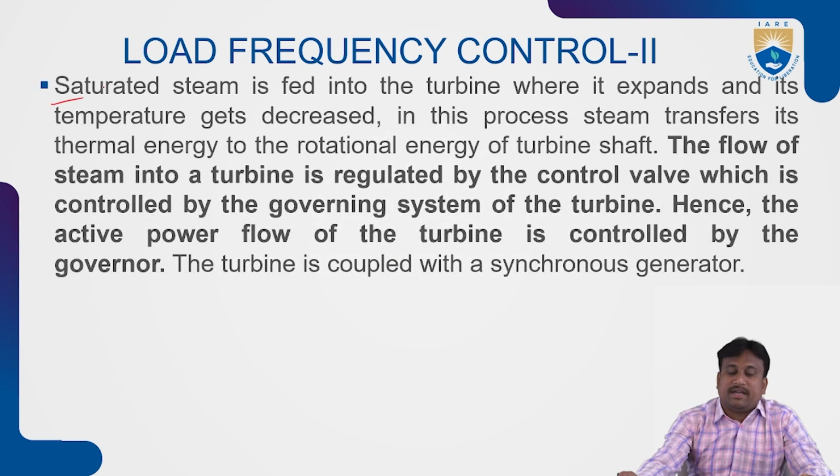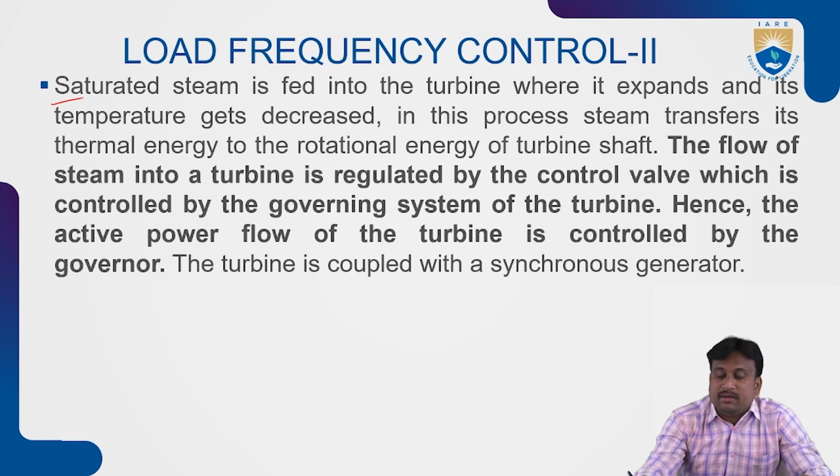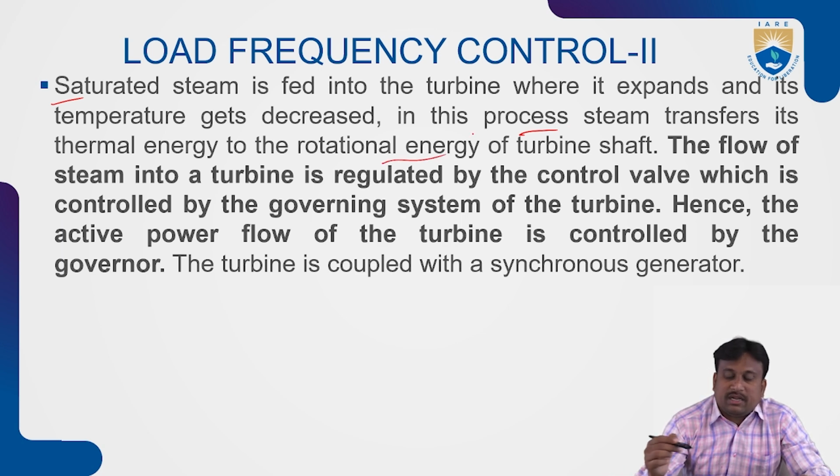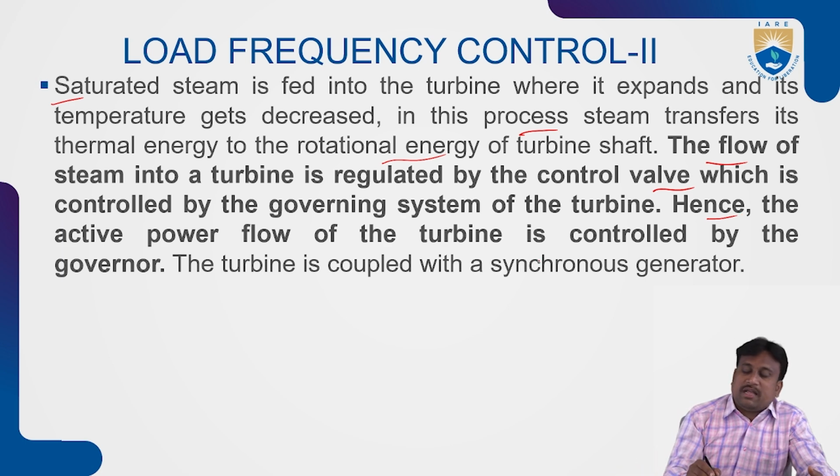Saturated steam is given to the turbine, where it expands and its temperature decreases. In this process the steam transfers its thermal energy to rotational energy of the turbine shaft. The flow of steam into the turbine is controlled by the control valve, which is controlled by the governing mechanism of the turbine. The active power flow of the turbine is controlled by the governor system.